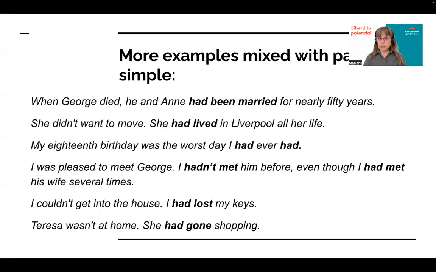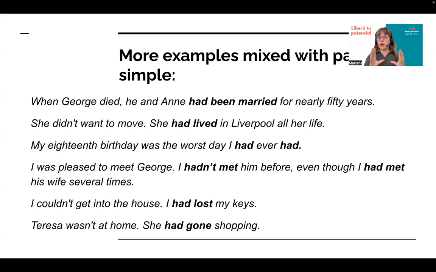When George died, he and Anna had been married for nearly 50 years. So the point in the timeline, in the past, starts when George died. And from there to the past, we say they had been married for nearly 50 years. Let's go on. She didn't want to move. She had lived in Liverpool all her life. So here's another. She was born, she started living in Liverpool, and she didn't want to move. She had lived in Liverpool all her life.